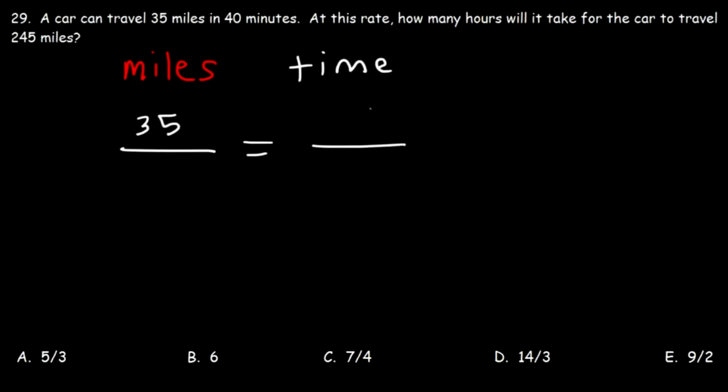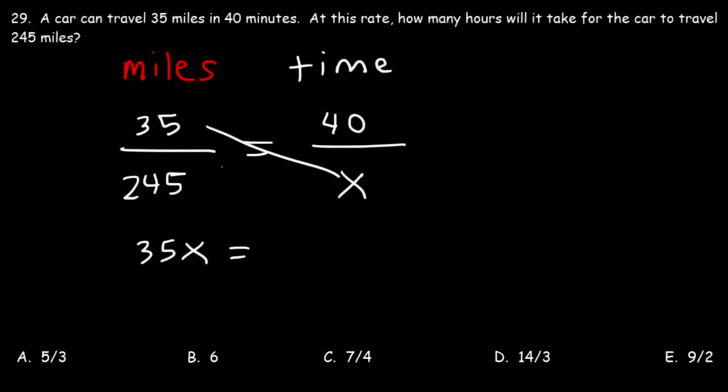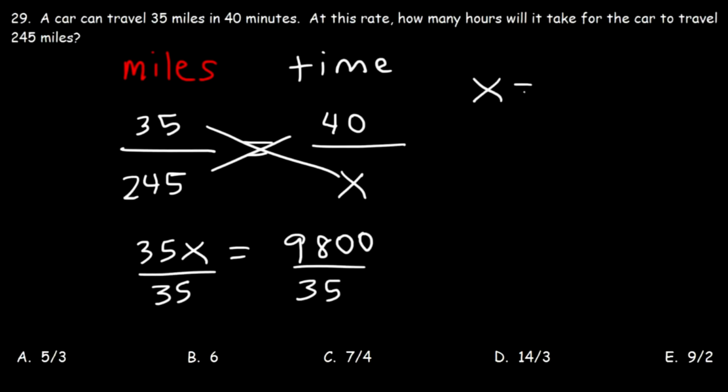So the car can travel 35 miles in 40 minutes. How many minutes can it travel in 245 miles? So let's cross multiply. So we're going to have 35x is equal to 40 times 245, which is 9,800. Now let's divide both sides by 35. So x is 280 minutes.